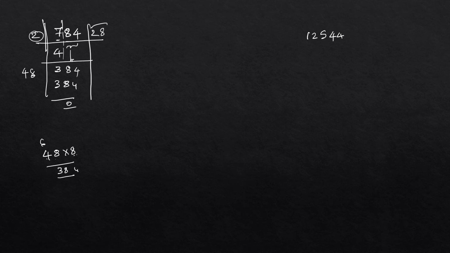So the square root of 784 is 28. I told you the answer is this, not this thing. Okay. The answer is this. That means the quotient is the answer here.